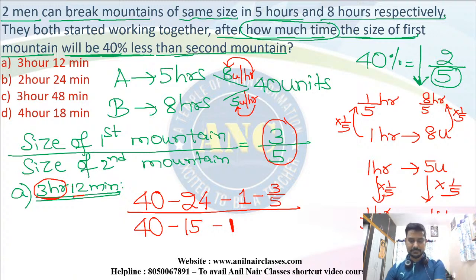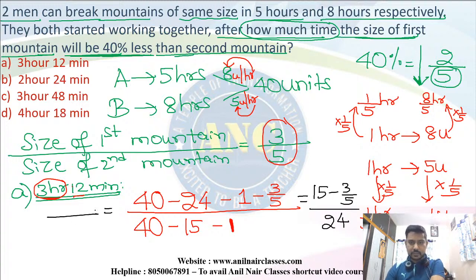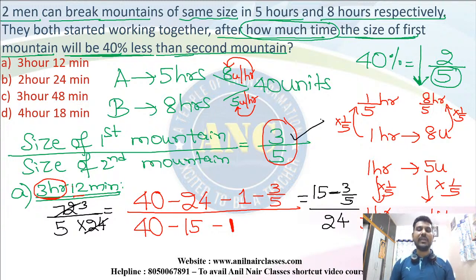Now, if I simplify, 40 minus 25 is 15, right? It is 15. 15 minus 3/5, divided by 40 minus 16, which is nothing but 24. 15 minus 3/5, if I take the LCM, 5 is the LCM there, so that 5 will come below anyway. 15 into 5 is 75 minus 3 is 72. It is 72/5 multiplied by 24 in the denominator. 24 into 1, 24 into 3. You are getting it as 3/5, which is what is actually given in the question. Therefore, my first option is the right answer. Answer for this question should be first option.